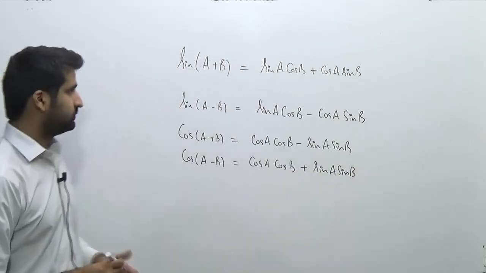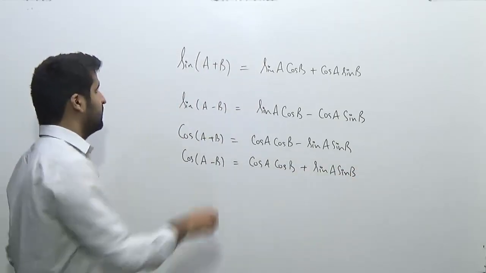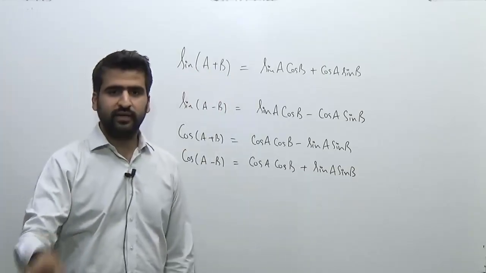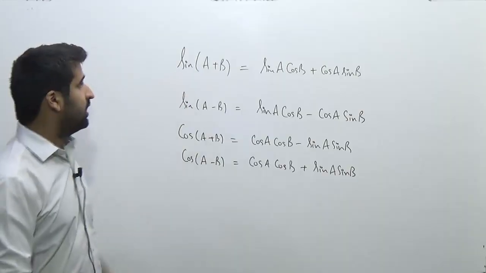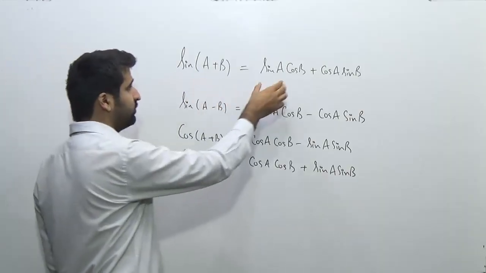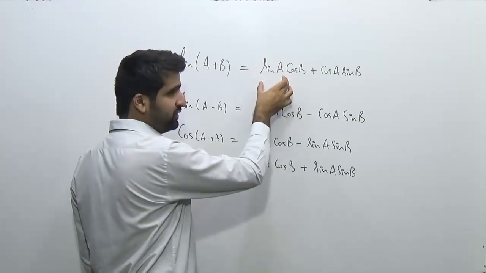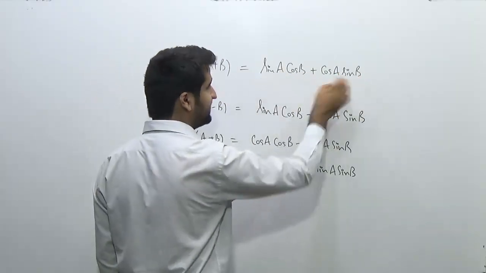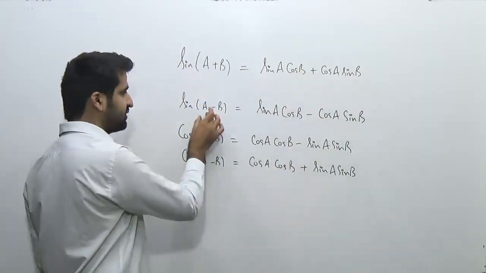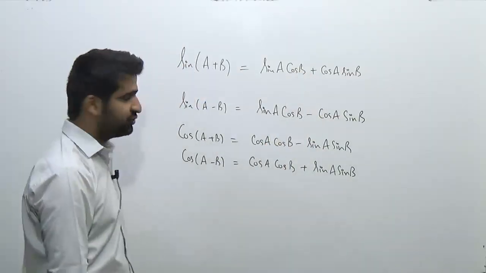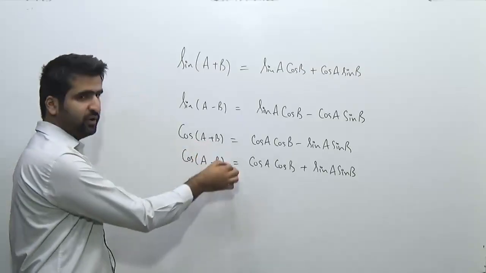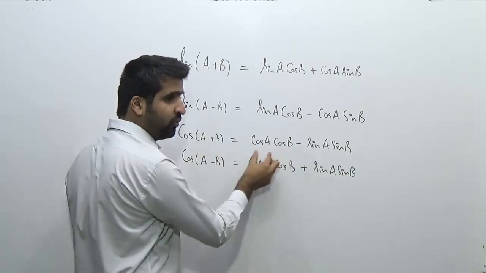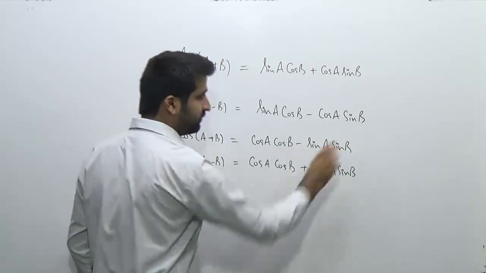So what's happening in case of sine of angle A plus B: if I'm adding two angles in a trigonometric ratio which is sine, then I have to multiply sine of the first angle with the cos of the second angle, and cos of the first angle with the sine of the second angle, and add these two. In case of subtraction, I have to subtract these two. But in case of cos, this is a very different concept. In case of cos, I have to multiply cos of both the angles together, and sine of both angles.